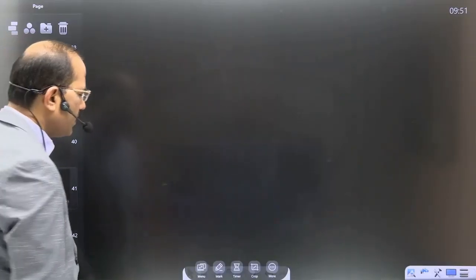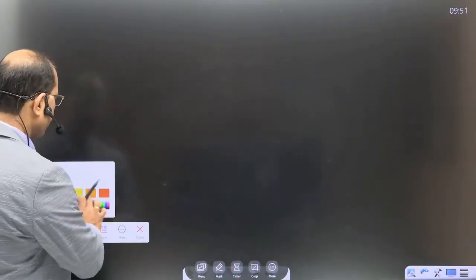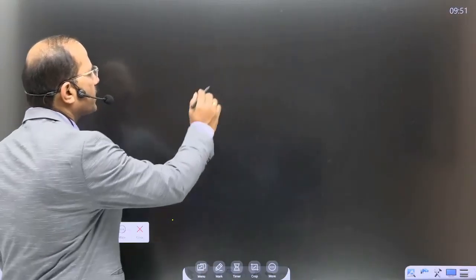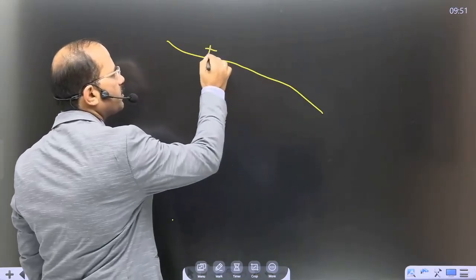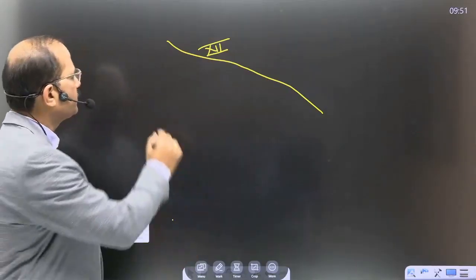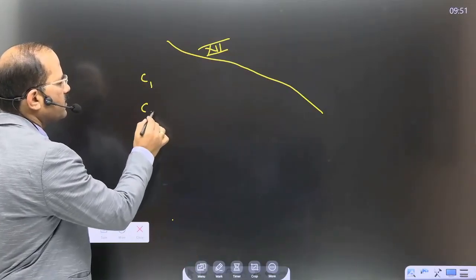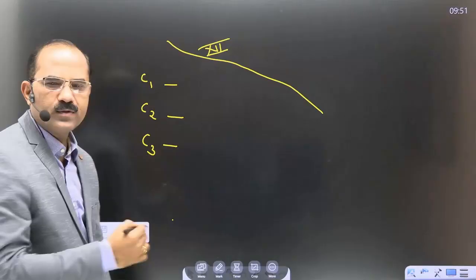Fine. I'll just make a slide for you, students. Just have a look here. So that's a nerve which is going to supply the tongue. What is the nerve supplying the tongue? The motor nerve supply of the tongue, that's the hypoglossal nerve. This is C1, this is C2, this is C3. These are the ventral rami of C1, C2, C3.